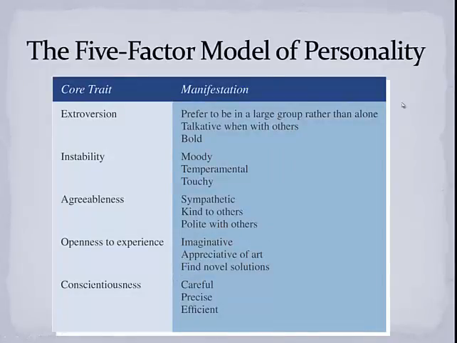This is a very famous theory of personality. It's called the five-factor model of personality. It's discussed in your textbook, and these are the core personality traits that people have. The first one is extroversion, those people that prefer to be in a large group, talkative, bold. Some of you may be an extrovert, some of you may be introverts. Then there's instability. This is the moody, temperamental, touchy nature of people.